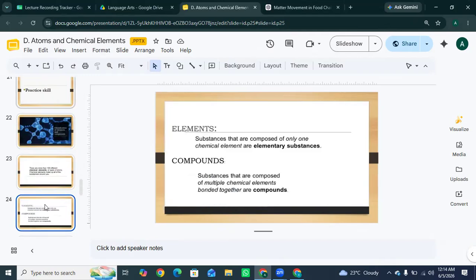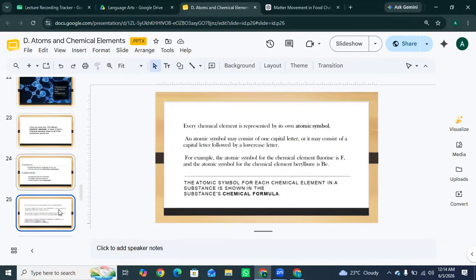Substances that are composed of only one chemical element are elementary substances. So, elementary substances are basically made of only one type of chemical element. And substances that are composed of multiple chemical elements bonded together are compounds. So, basically, compounds are made of multiple different chemical elements bonded together.